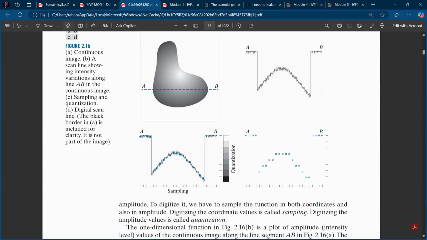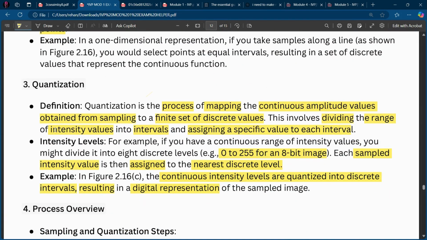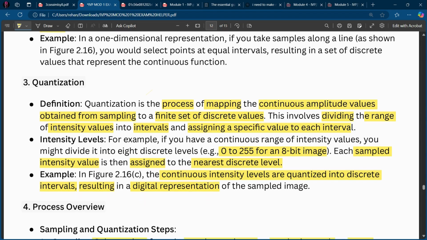Quantization is the process of mapping the continuous amplitude values obtained from sampling into a finite set of discrete values. In simple words, it is mapping all amplitude values to discrete values. It involves dividing the range of intensity values into intervals and assigning a specific value to each interval. If you have a continuous range of intensity values, you might divide it into discrete levels, for example 0 to 255 for an 8-bit image. Each intensity value is then assigned to the nearest discrete level.